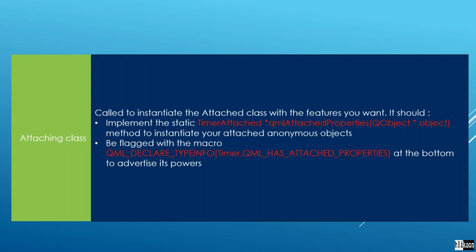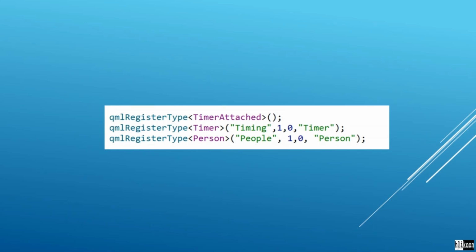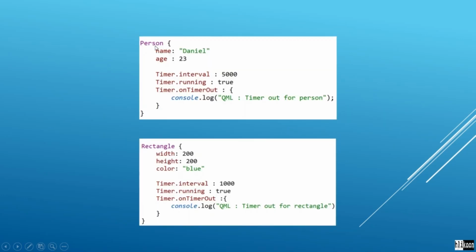Once you define this class, we can go in main and register our types. As we said, the attached class should never be visible in QML. That's why we register it to be uncreatable, as you see here. And we register the other classes that we're going to use in QML. Once you have this, you can create a person object, which is a custom item that we defined. You can give it timing capabilities, and it's going to notify you whenever a timer times out. You can also add the same capabilities to a rectangle, and it's going to work exactly the way we expect.